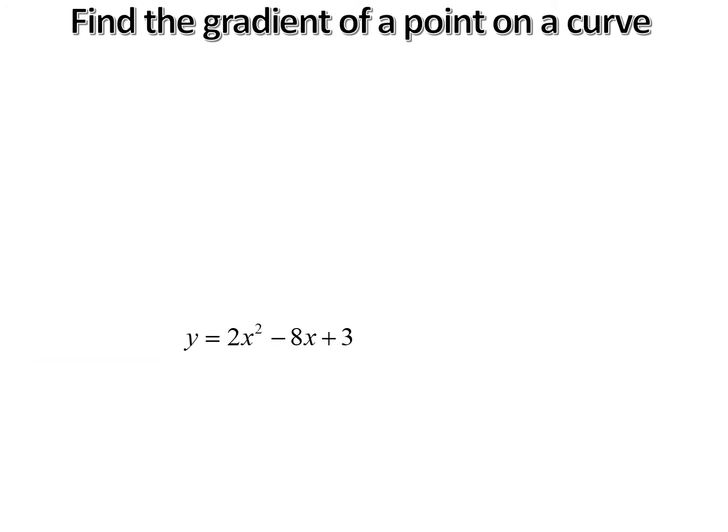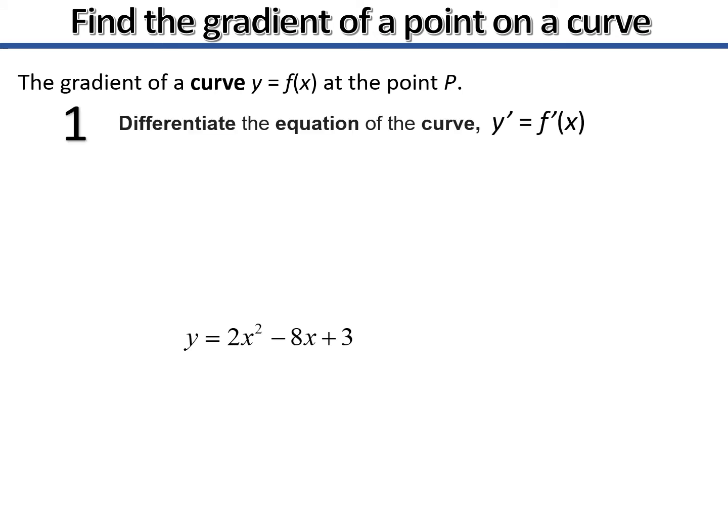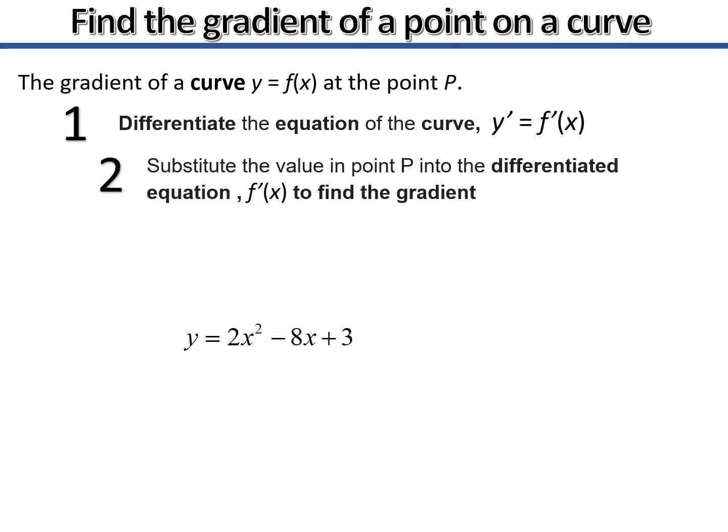How to find the gradient of a point on a curve? For the gradient of a curve y equals f(x) at the point P, first, differentiate the equation of the curve. Second, substitute the value in point P into the differentiated equation f prime x to find the gradient.